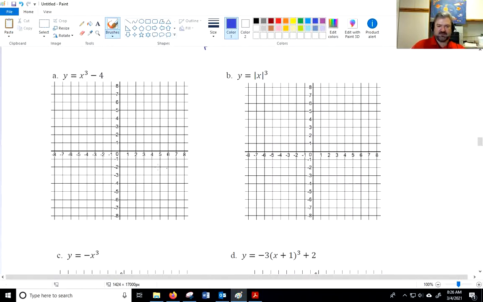All right, let's see how we did. So 0, 0, 1, 1, and 2, 8. -1, -1, and -2, -8. And all we're going to do is subtract 4 from each one of these y-coordinates. So 1, 2, 3, 4. 1, 2, 3, 4. 1, 2, 3, 4. And that gives us this shape.